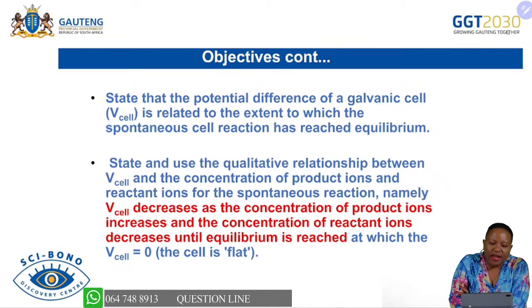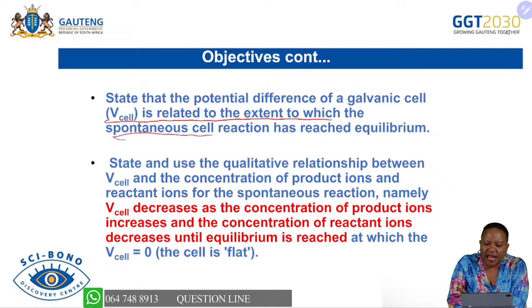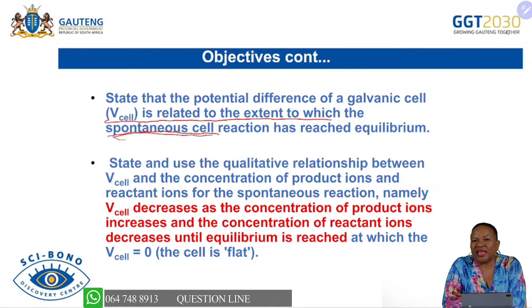Then we are going to look at the cell potential in the extent of the spontaneous cell and the way they reach equilibrium. What you need to understand is that galvanic cells are spontaneous reactions. They occur on their own. Therefore, we need to understand what happens when a galvanic cell is in function or is operating. And we also need to understand the relationship of the spontaneity of a cell and the cell potential until the cell reaches equilibrium, where we say the cell is flat or the battery is flat and our cell potential is 0 volts.